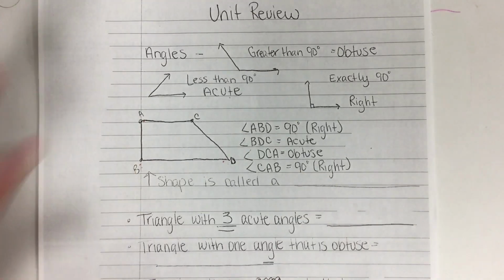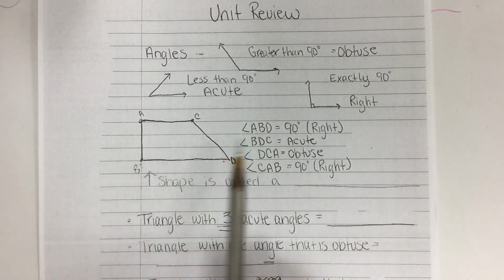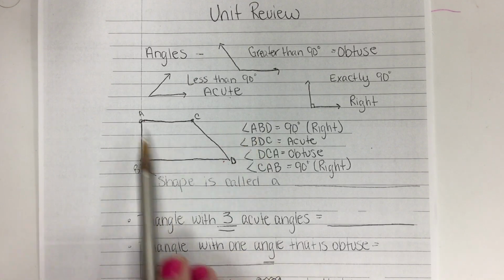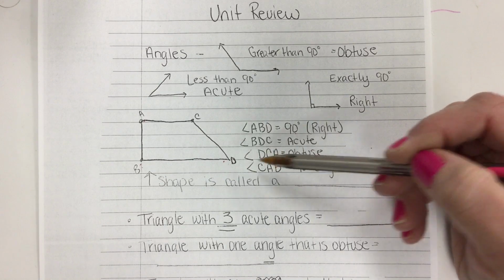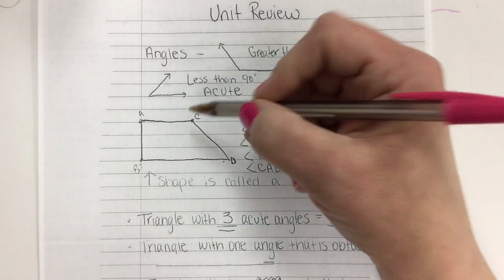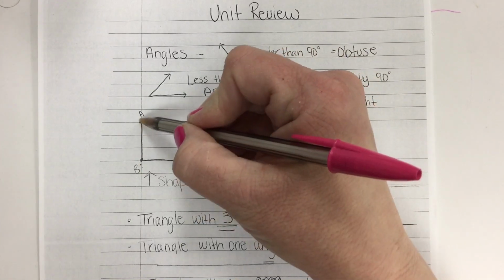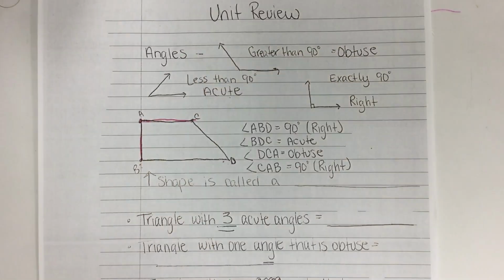It's 90 degrees. Okay, so just understand that you need to know how to, if it gives you an angle, you need to know where to look. You need to know that this middle letter is the vertex, okay, which is the center. So CAB, the vertex is the A. That means you're looking at this angle right here, okay?